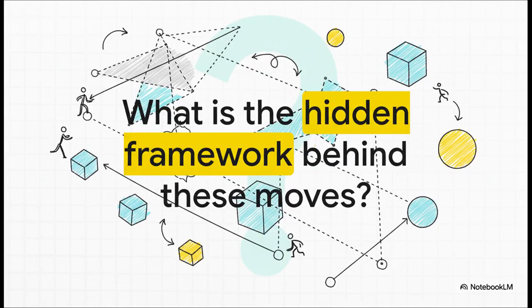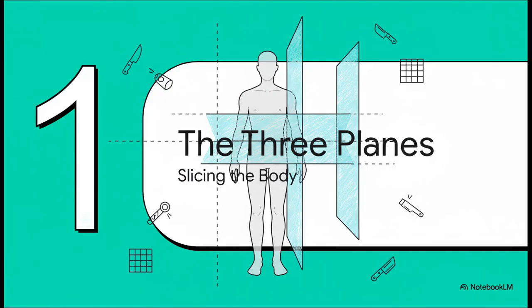So what gives? How do these three distinct movements relate to each other? Is there some kind of system that explains it all? Oh, you bet there is. And it all comes down to that hidden framework we talked about, planes and axes. So, the first part of this framework is what we call planes. Now, the easiest way to get your head around this is to imagine we can slice the human body into different sections. Sounds a little weird, I know, but trust me on this one.